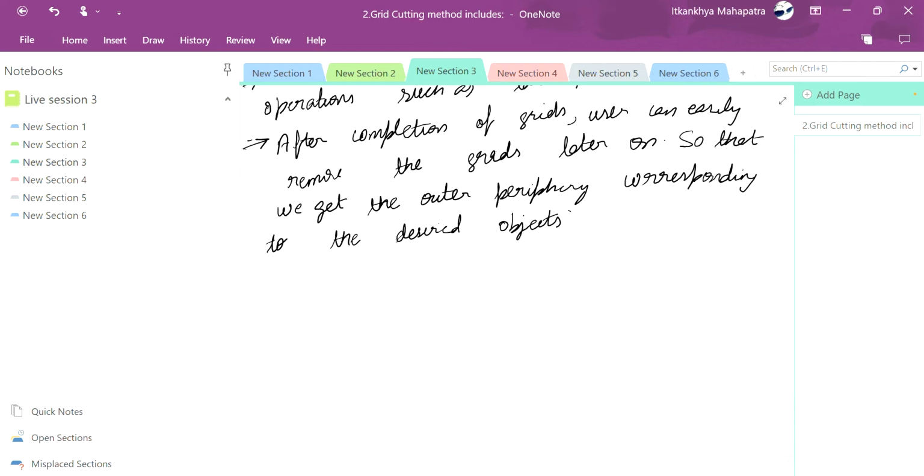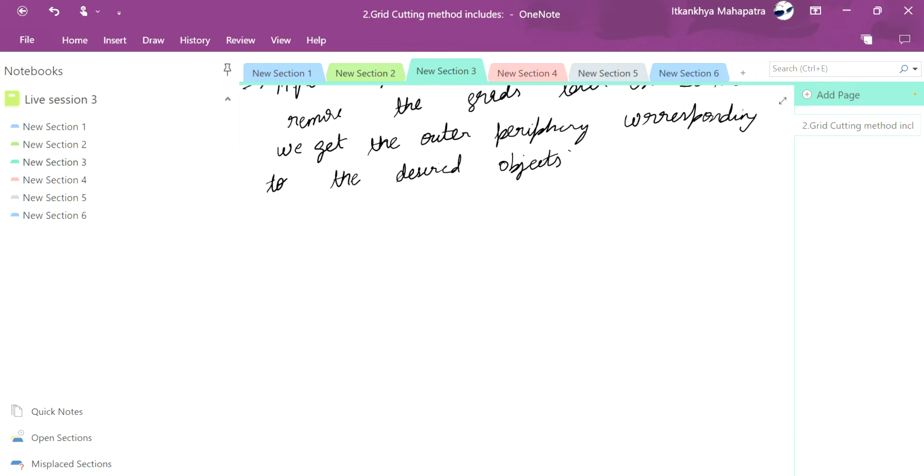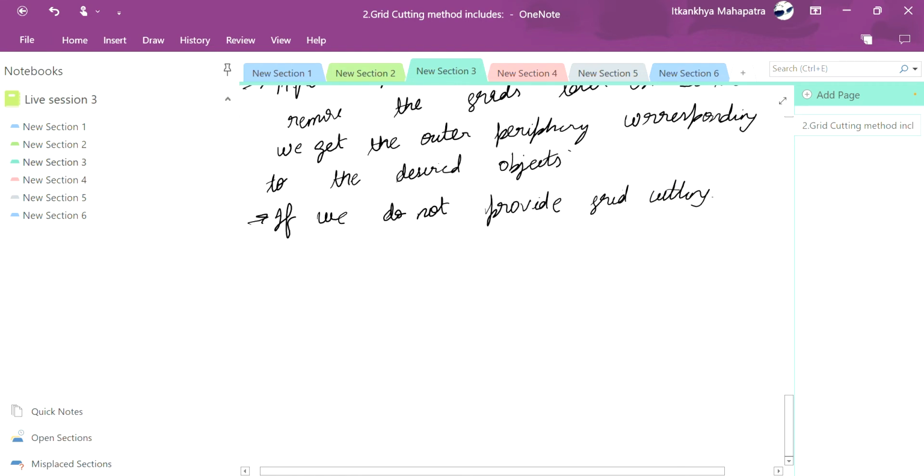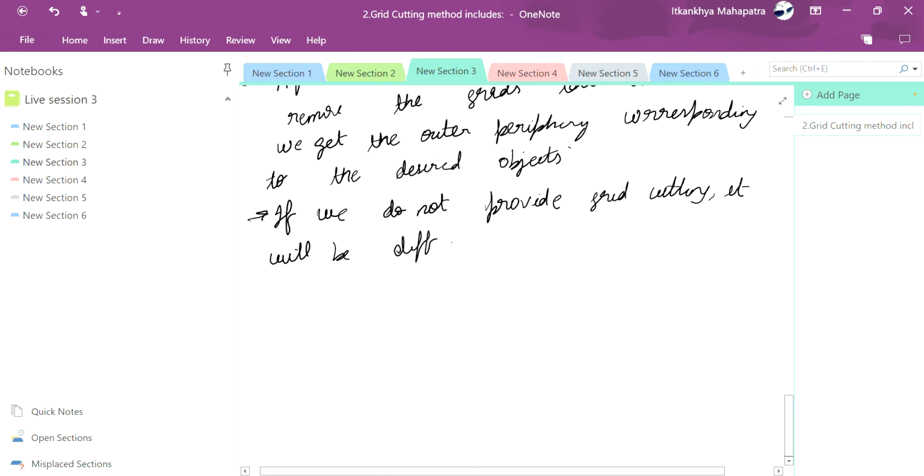Now, if we do not provide grid cutting, it will be difficult to obtain the specific part out from the object we produce.